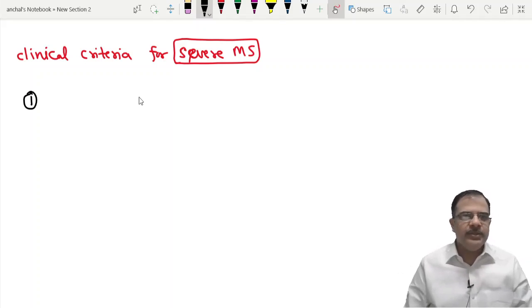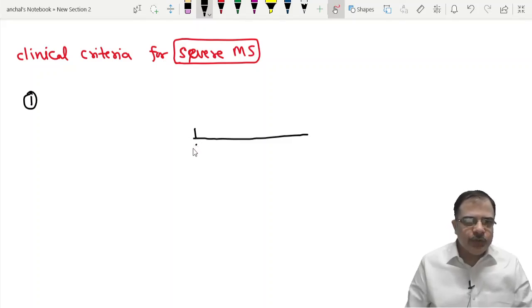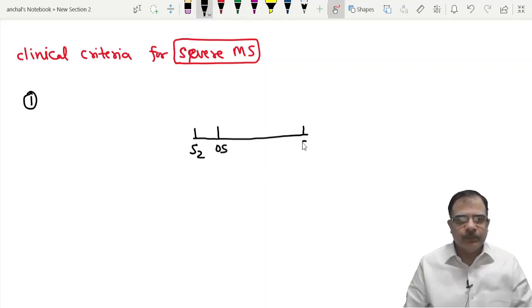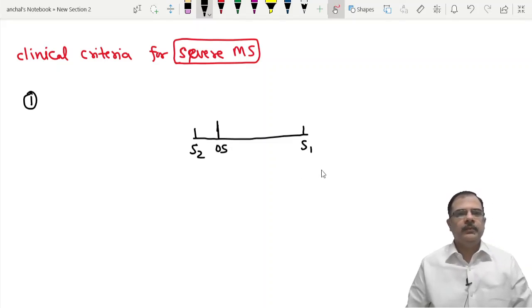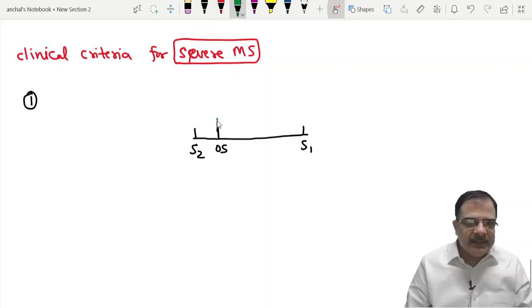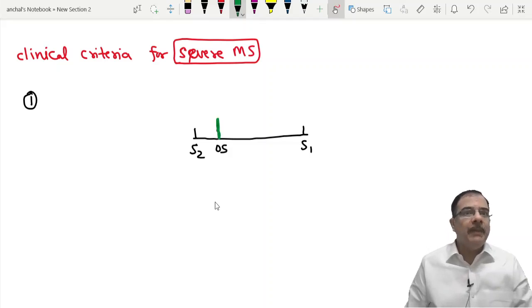So what happens if we look at this diagram? This is S2, and this is opening snap, S1. So this is the opening snap which is due to the high pressure opening of the mitral valve.